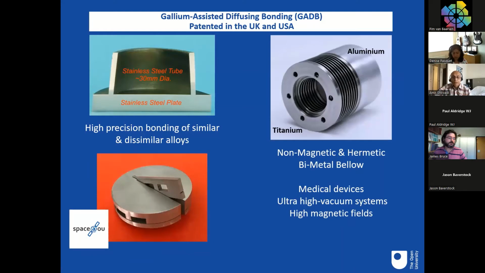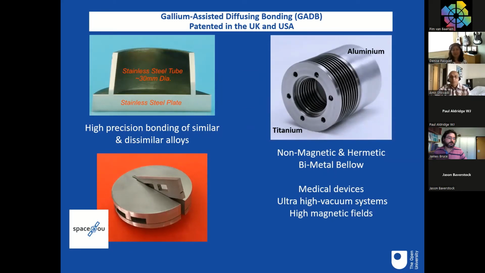Okay, these are the other examples. On the top left, it's a high precision joining of steel. You don't see any fillet or undercut, or a special bellows, which are non-magnetic. And on the bottom left, you can see a component which I made by buying 10 pounds of aluminum powder from eBay. It's made by sintering and diffusion bonding.